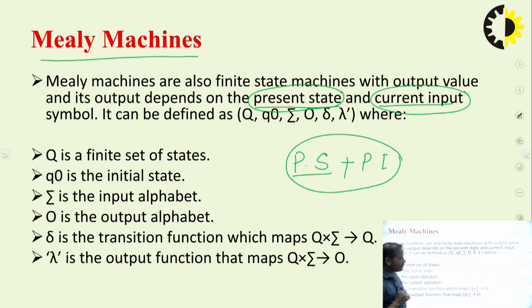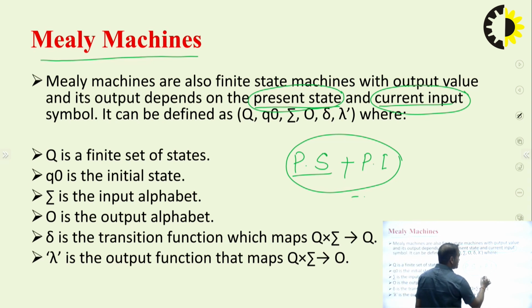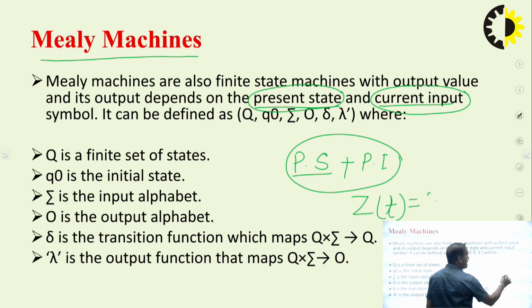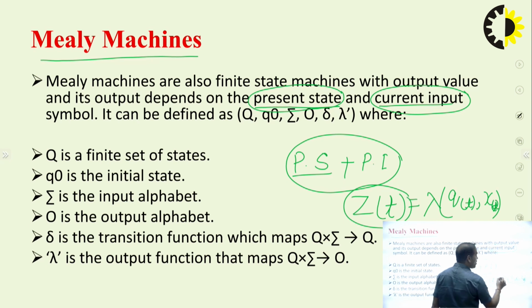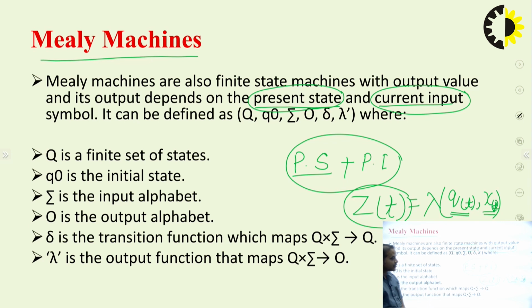That means if we want to write the Mealy machine function zt, then we write like this: zt equal to lambda of qt comma xt. That means the output function zt depends on both qt as well as xt. Qt is the present state at time t and xt is the present input at time t.